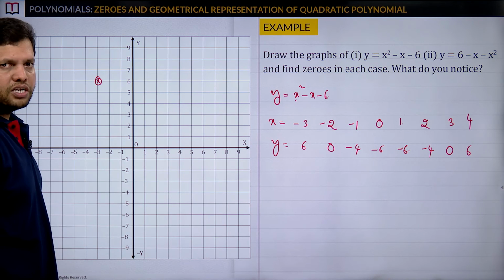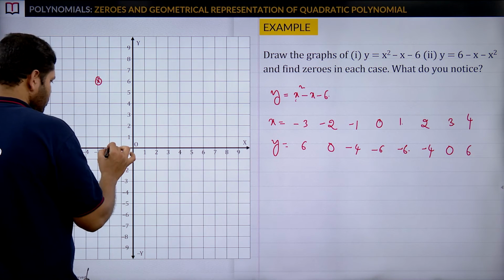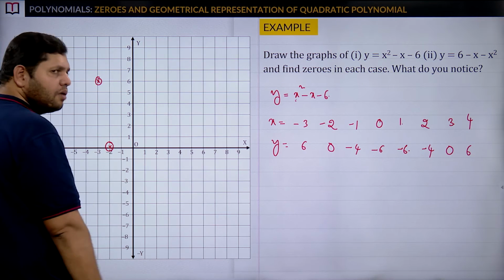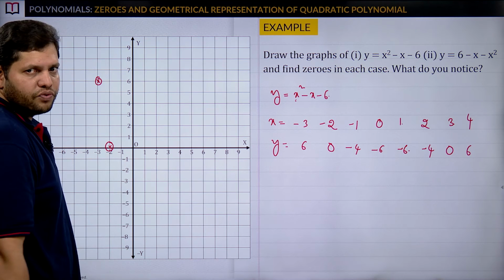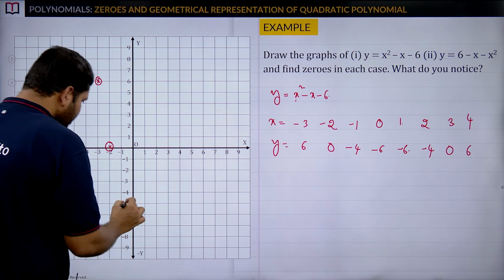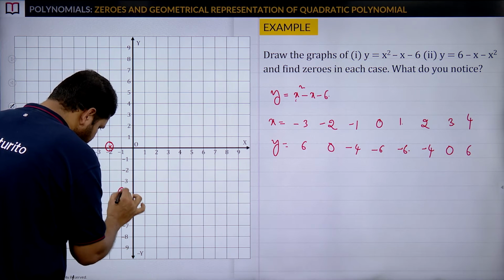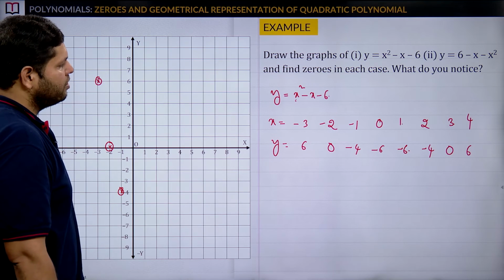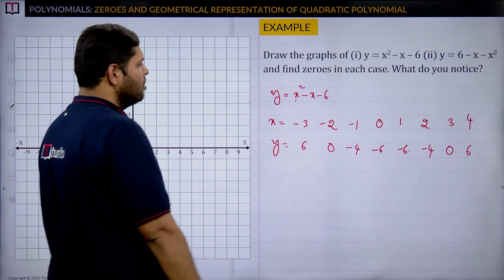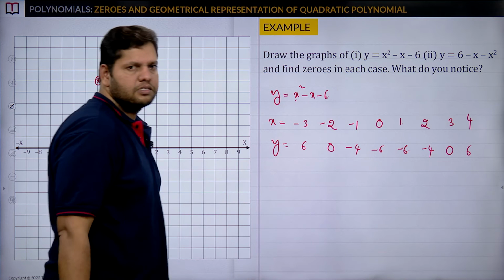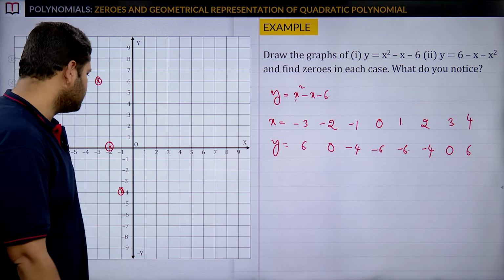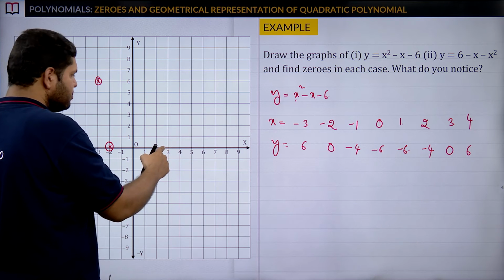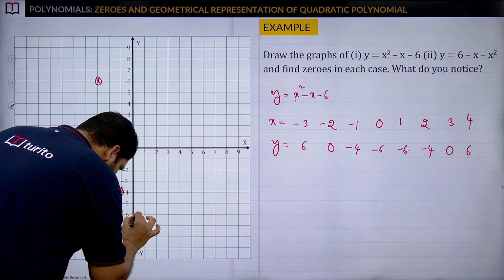And what is the second coordinate, children? Minus 2 comma 0. And the next coordinate, children? Minus 1 and minus 4: x is minus 1 and y is minus 4. Next point: 0 comma minus 6. x is 0 and y is minus 6, so the point lies here.